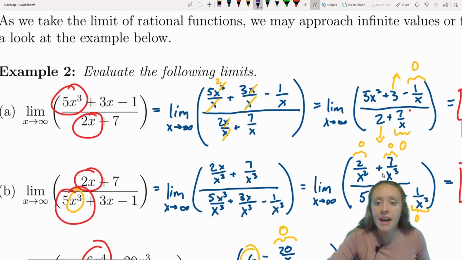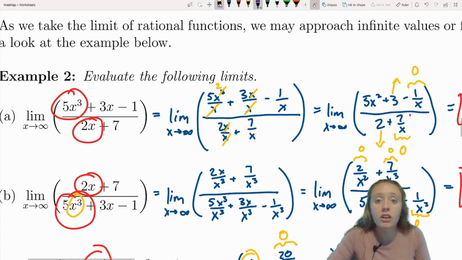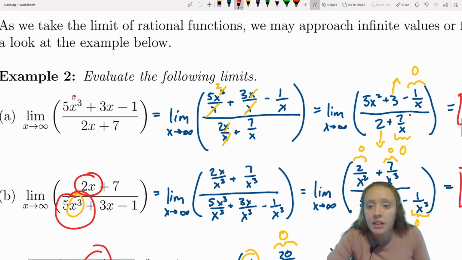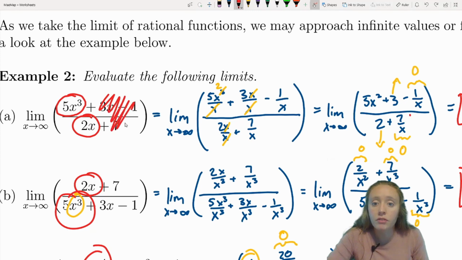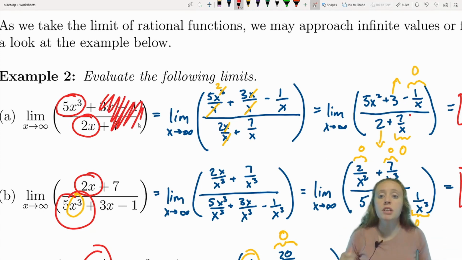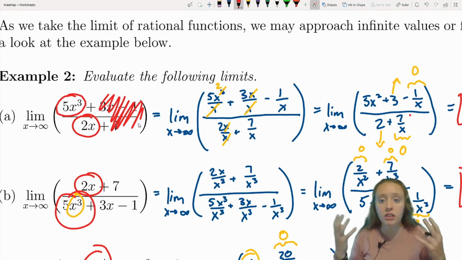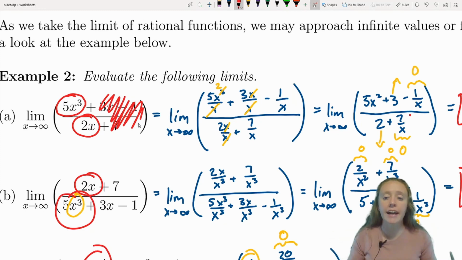Let's go back up to A. What's dictating the growth of either of our polynomials? It's those highest degree terms. So in the numerator, it's that 5x cubed, and then in the denominator, it's 2x. So if I covered the remaining terms of my polynomials up, you can see that 5x cubed is dictating my growth in my numerator, and 2x is dictating my growth in my denominator. Which one's growing faster? My numerator or my denominator? My numerator is, because it has a higher degree.